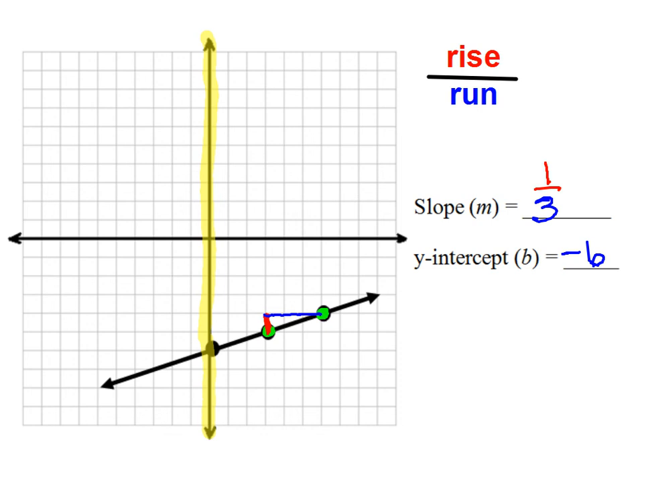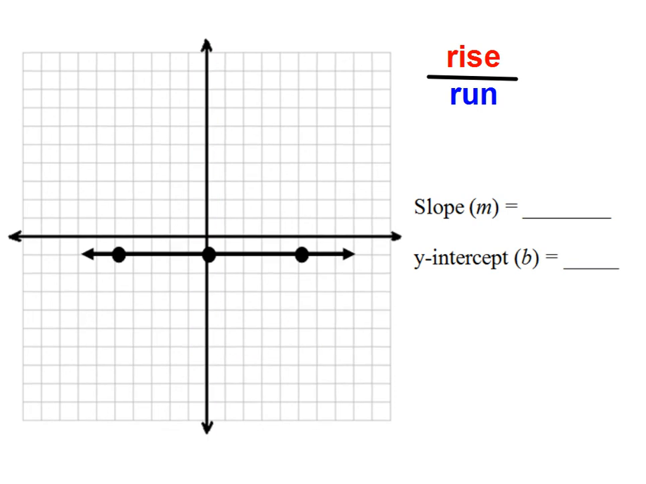And our last example is a horizontal line. This changes things for the slope. Since there is no rise, there is no vertical movement, the rise is 0. And then if I go from this point to this point, my run, or horizontal movement, is 1, 2, 3, 4, 5 spaces. If I simplify that fraction, I figure out that my slope of this line is 0.